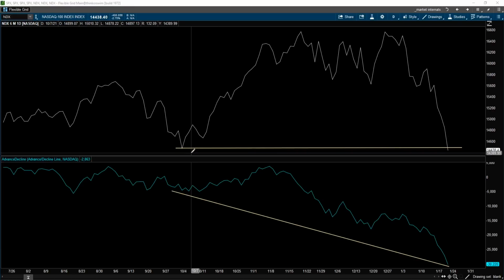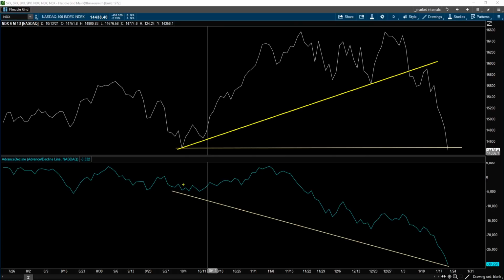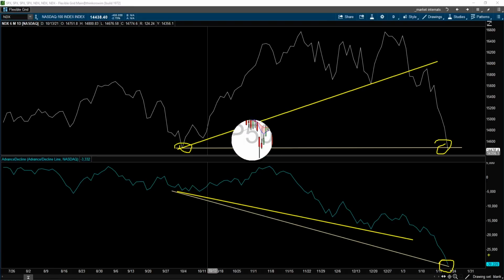Remember, we're basically looking at this particular negative divergence here, right? Because the AD line is pretty much in a declining slope, while the Nasdaq 100 continues to make highs and also higher lows. So right now it has finally broken down, dipped below this pivot low, and the AD line is also putting in a new low here.